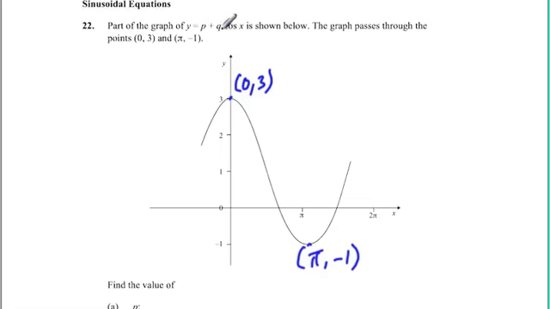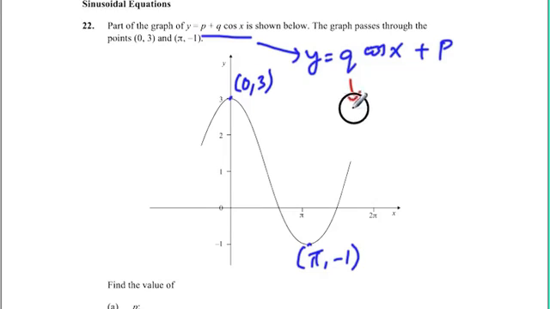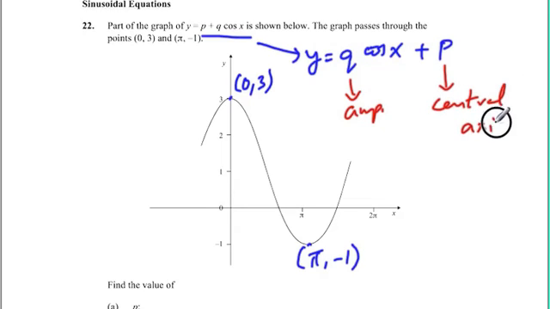If you observe over here, the way I prefer to write this is y equals q cos x plus p, right? And from this, we know right away that q is the amplitude and p is the central axis. If you observe, the points they gave us are really the max and min. The max is the y-coordinate, which is 3, and the min is negative 1.